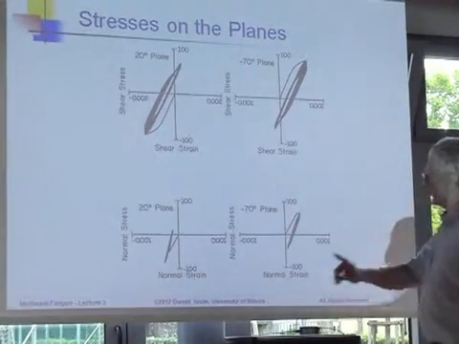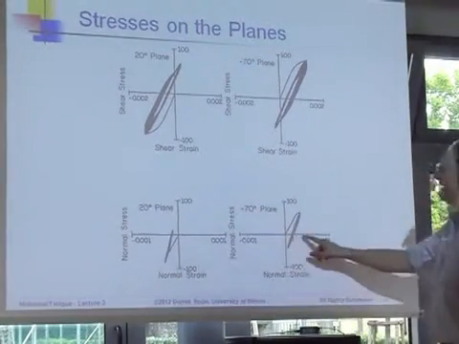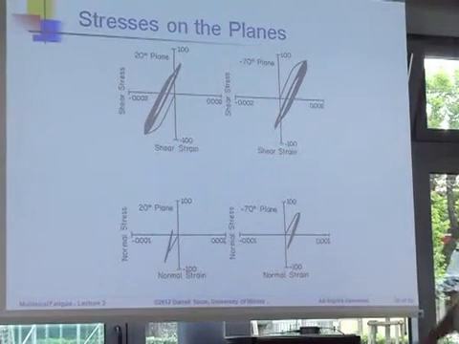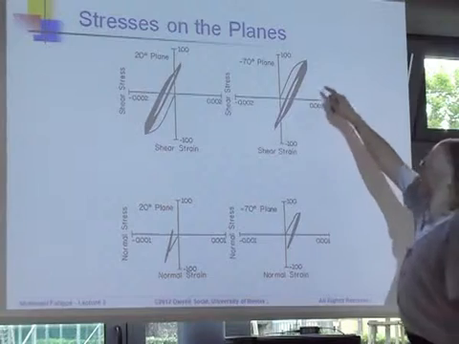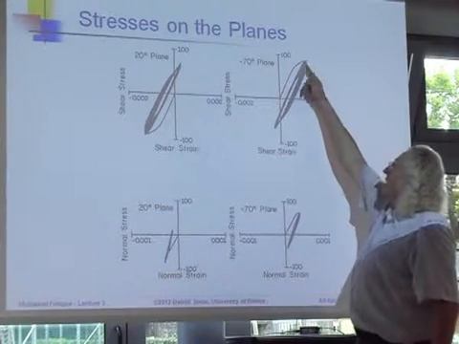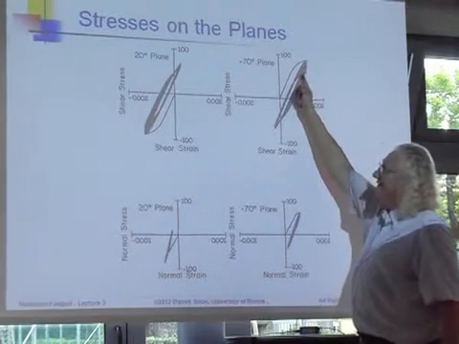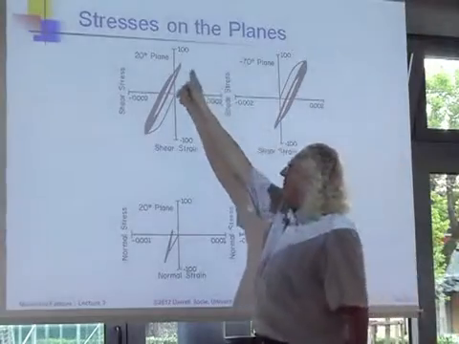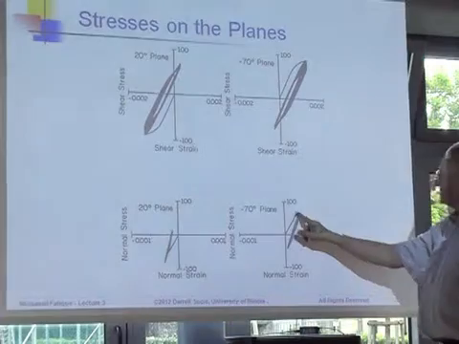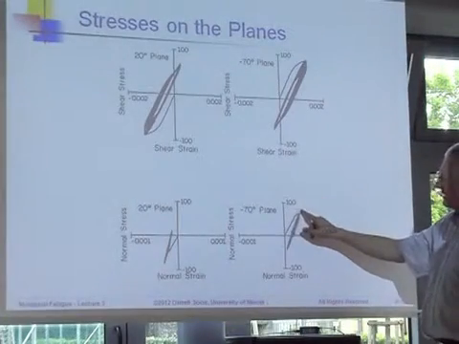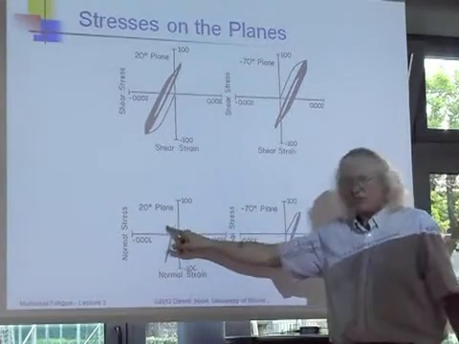Right? And these are the stresses on the other. Well, you can see what happens. First of all, the stresses here on the minus 70-degree plane are really, really high. They're also high on the 20-degree plane. And look what happens down here on the other one. This stress, still high. And this one is almost zero.